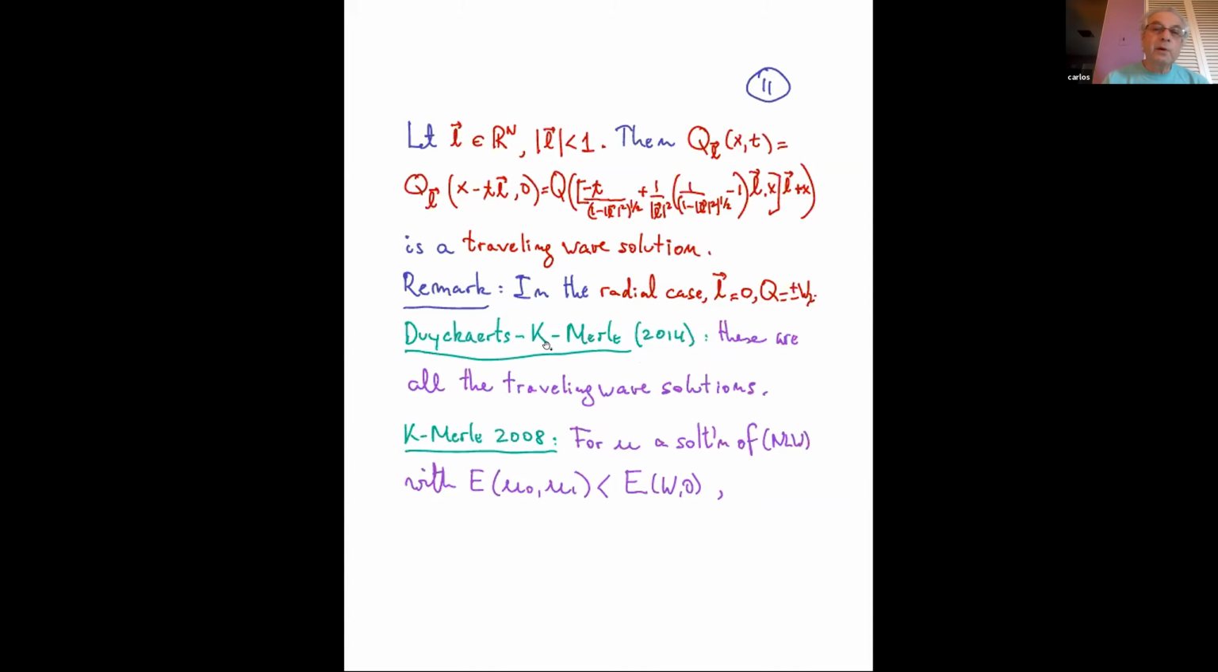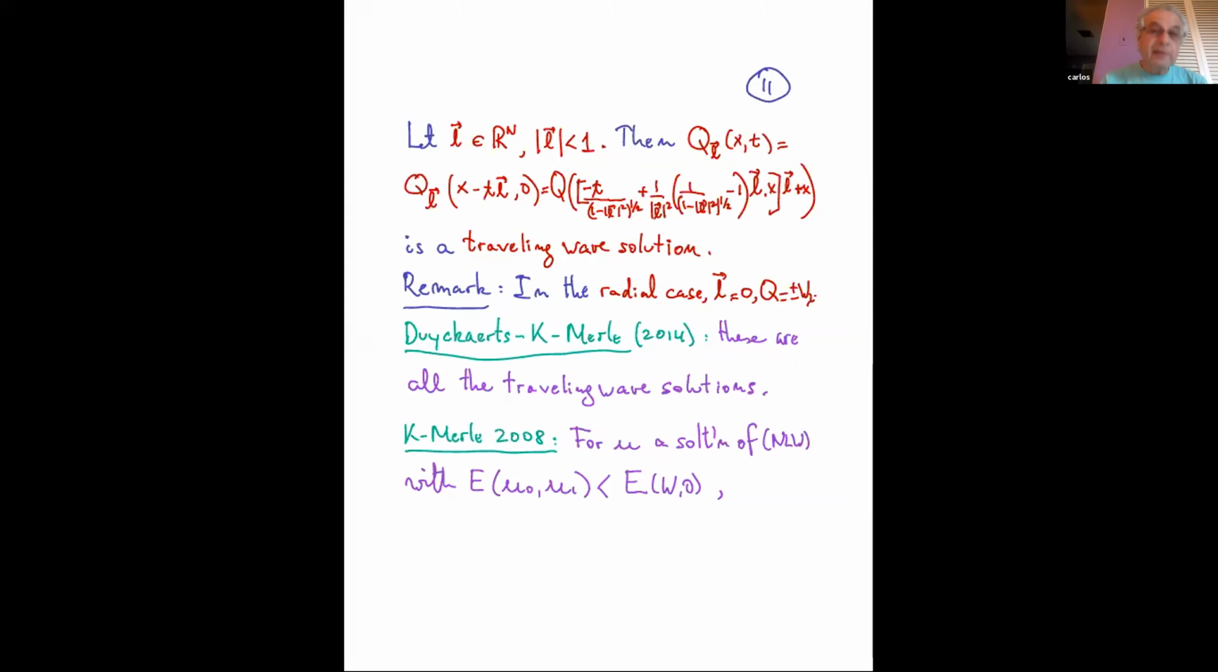And in a work with Duyckaerts and Merle from 2014, we have proven that all the traveling wave solutions to the nonlinear wave equations are Lorentz transforms of solutions to the nonlinear elliptic equation. So these are all the traveling wave solutions. So what we're going to be interested in is the study of the long time behavior of large solutions to the nonlinear wave equation.